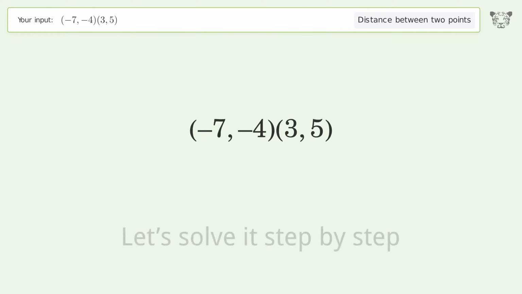The coordinates of point 1 are x1 equals -7 and y1 equals -4. The coordinates of point 2 are x2 equals 3 and y2 equals 5. D is the distance between the 2 points.